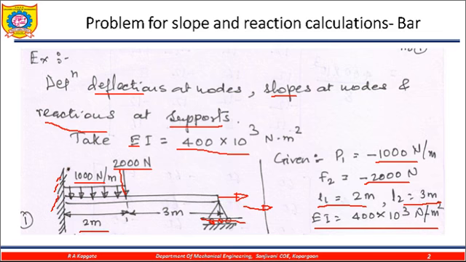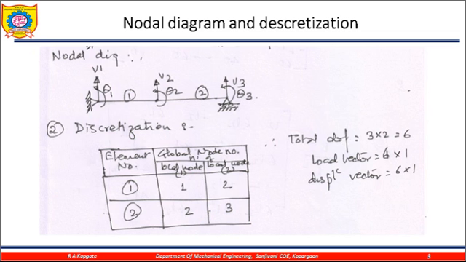Let us see how to solve this problem. Here again we need to calculate the stiffness matrix. First of all, discretize the figure into different nodes. So here we could say these are the three nodes: node 1, node 2 and node 3.